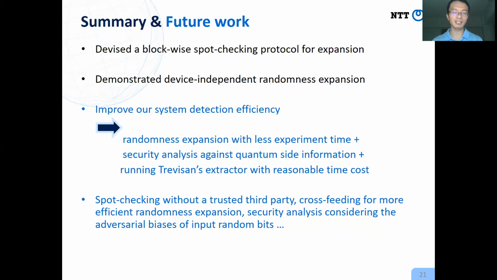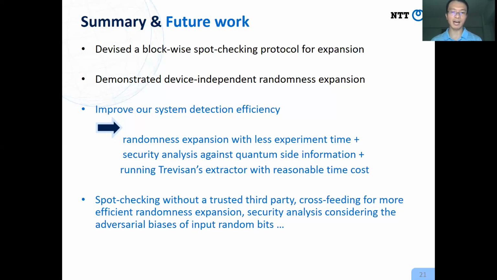With a higher detection efficiency, we can run an effective optimization problem to upgrade PEFs to quantum estimation factors so that we can achieve analysis against quantum side information. In addition, with a higher detector efficiency, we can run the Trevisan extractor. On the theory side, we would like to study expansion without a trusted third party. We also would like to see the performance of other randomness expansion protocols such as cross-feeding.